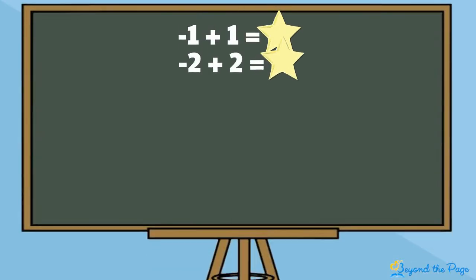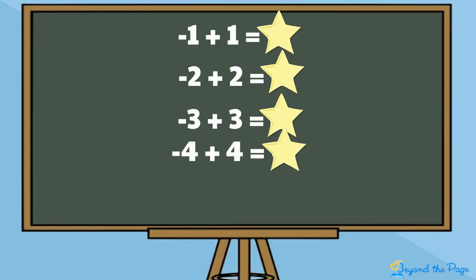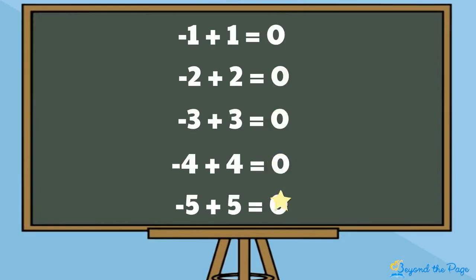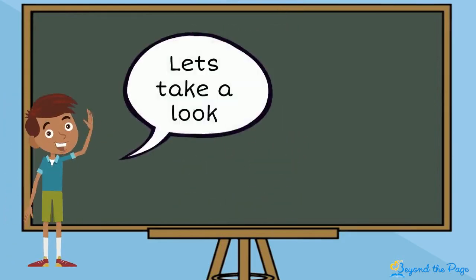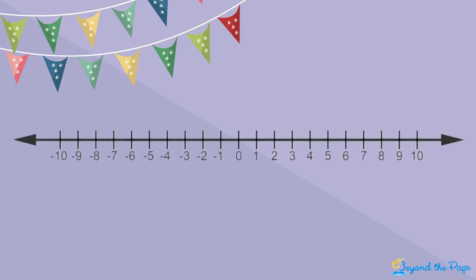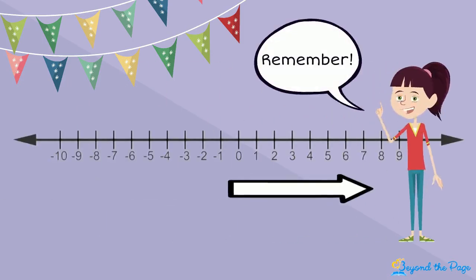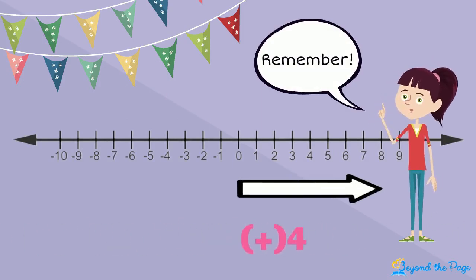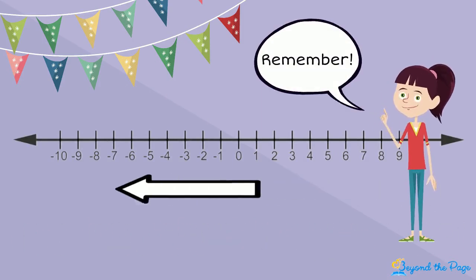Here's a very important fact to remember about additive inverses. When a number is added to its additive inverse, or opposite, the result is always zero. This rule is true because positive and negative signs refer to direction on the number line. Positive numbers count to the right on the number line because they show increasing value, and negative numbers count to the left on the number line because they show decreasing value.